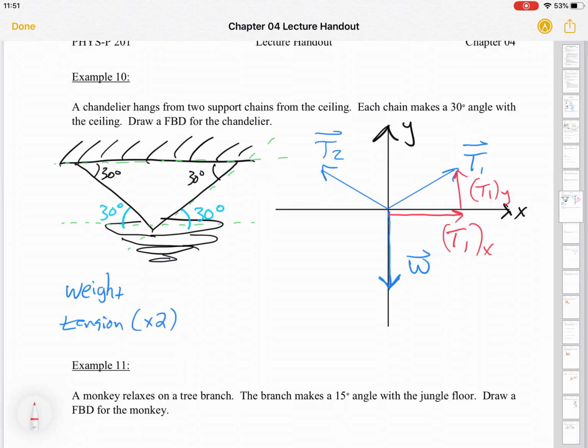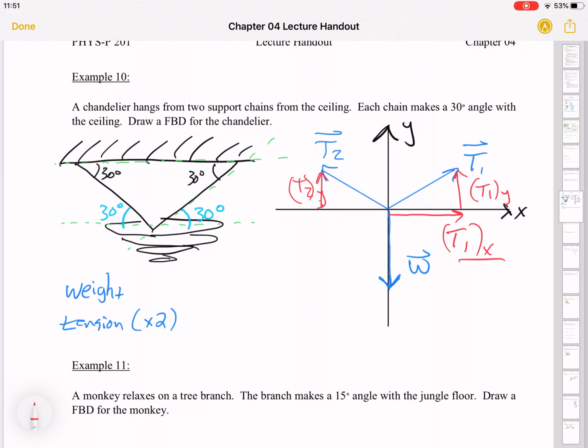This is why we learned how to decompose vectors. T1y and T2y should both add up to exactly offset weight, right? Because they're each sharing half the load based on symmetry here. So I was trying to be careful to draw T1 and T2 so that their vertical components would add to the weight. Also, see that we had to use a second subscript.